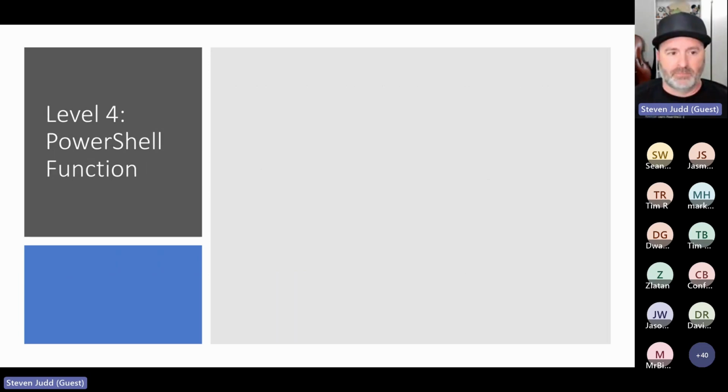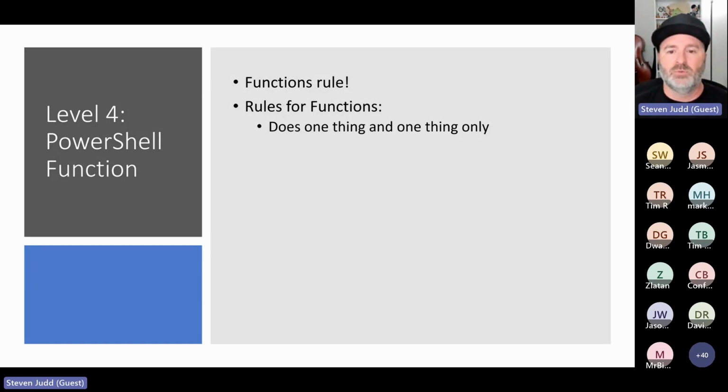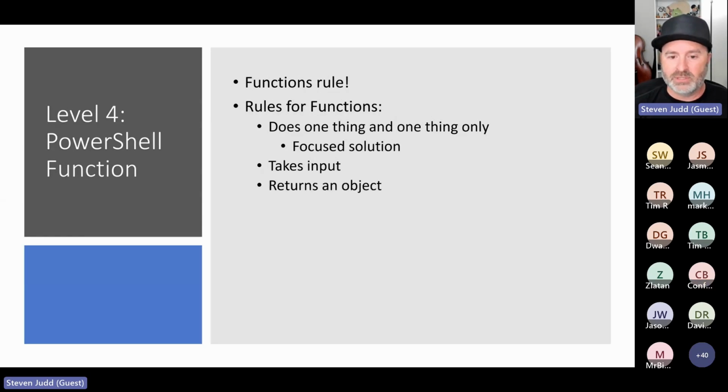All right, level 4, my favorite level for sure. Talking about functions, because functions rule. So if functions are going to rule, we have to have rules for functions. Functions do one thing and one thing only. Now this isn't a hard and fast rule, but it is a good rule. So please, make it do one thing and one thing only. It needs to be a focused solution. It should take input. I love functions because you can pass things into them and they'll do their one thing and then give you a result.